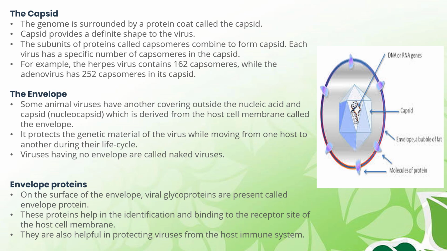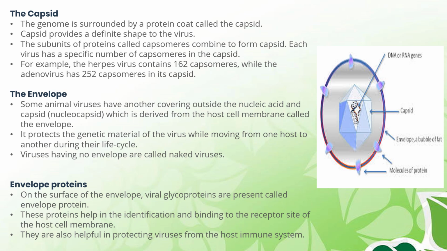Coming to the capsid, the main genome is surrounded by a protein coat called the capsid. In the picture you can see the middle shape, it is a capsid. It provides a definite shape to the viruses. The protein subunits called capsomers combine to form the capsid. Each virus has a specific number of capsomers in the capsid. For example, herpes virus has 162 capsomers, while adenovirus has 252 capsomers.